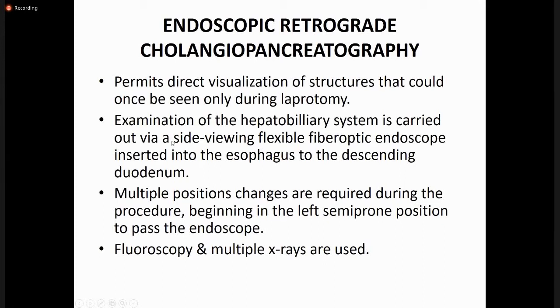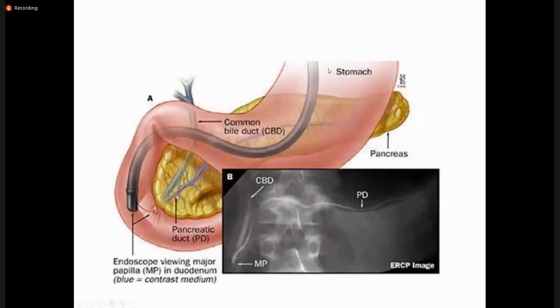Examination of the hepatobiliary system is done by a side-viewing flexible fiber optic endoscope inserted through the esophagus, and multiple position changes are required during the procedure, in the left semi-prone position to pass the scope. Fluoroscopy is required and multiple X-rays are taken. Now this is a pictorial view. This is the endoscope and this is the side-viewing lens, and you can pass in a cannula and then pass in a dye and take pictures. Now this is the common bile duct you passed a dye into, and this is the pancreatic duct.